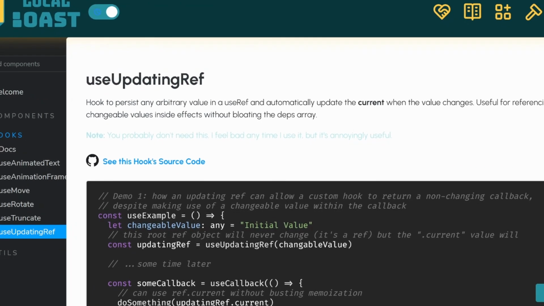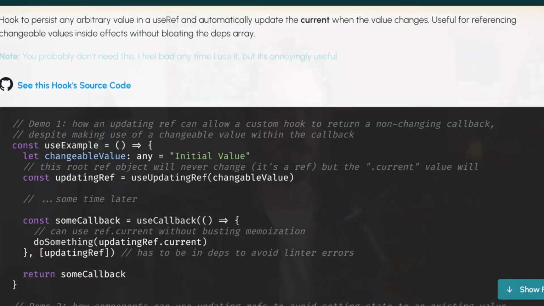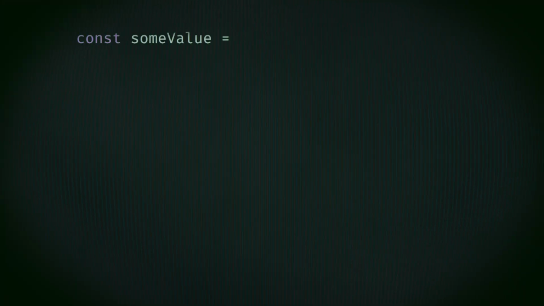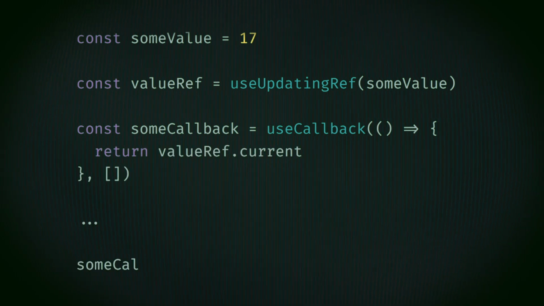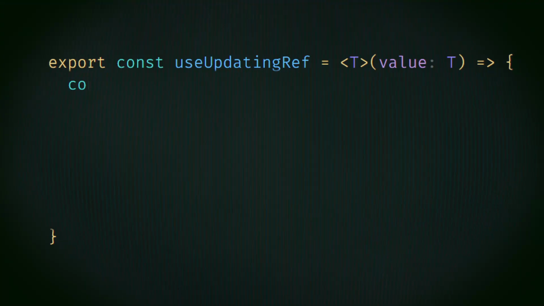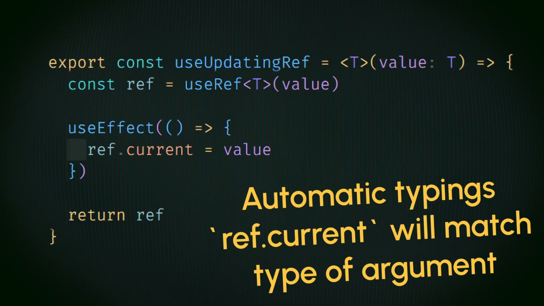The useUpdatingRef hook was one of the first I added to my React library LocalBoast, linked below, and it's one of the first things I've added to any new codebase I've joined in recent years. It's a really simple hook that takes any arbitrary value as an argument and returns a ref whose .current value contains that value passed in. The code for it is really simple. At the time of recording this anyway, it's literally just a useRef call and a useEffect call that updates that ref with the latest version of the value.